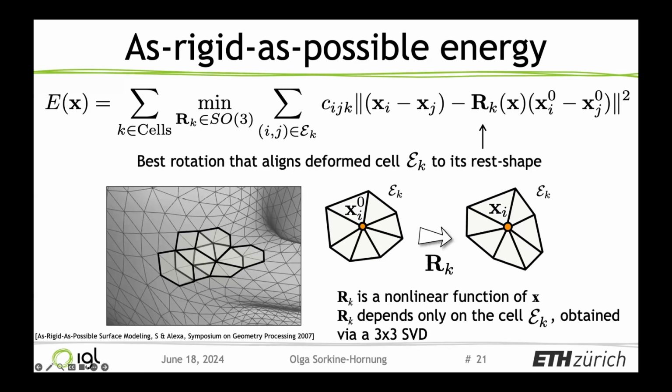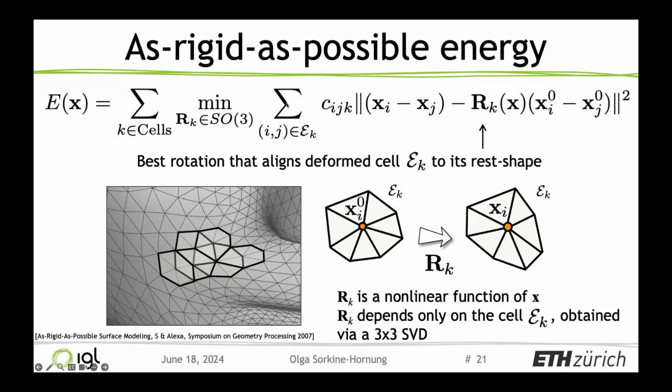So of course, R is now a nonlinear function of the deformed positions. But the nice thing is that we have a good formulation for it. It's the so-called Procrustes problem. It essentially boils down to doing a 3x3 SVD if you know the positions of the initial one ring and the target one ring. So you just solve this best fit rotation. And they all can be solved independently of each other.